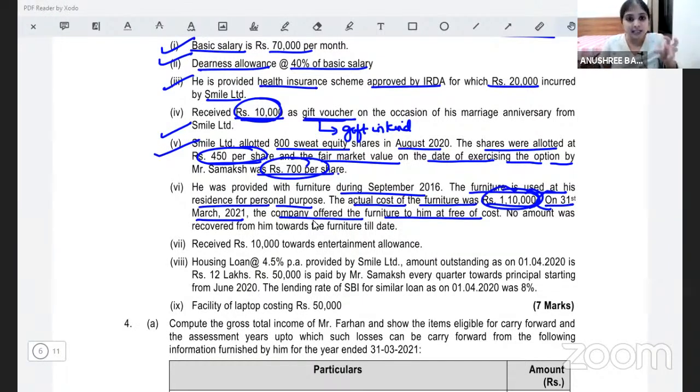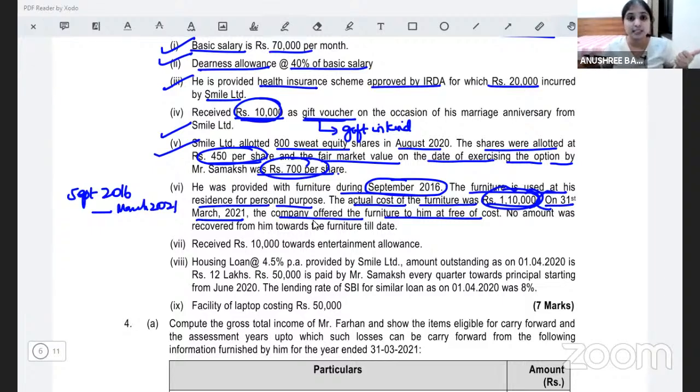Basically, for the years for which the employer has used the asset, or owned the asset for his official purposes, only for those years you will calculate. Now, when did the employer purchase it? In September 2016. So September 2016 to when did he transfer it? 31st March 2021. Now, how many completed years do we have?